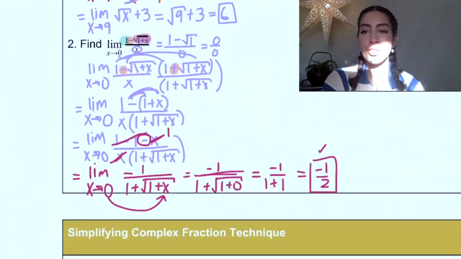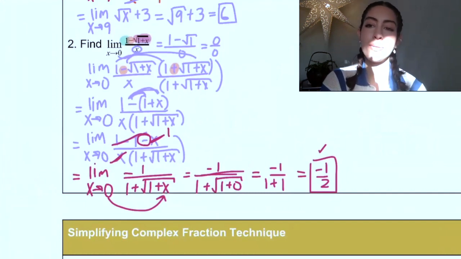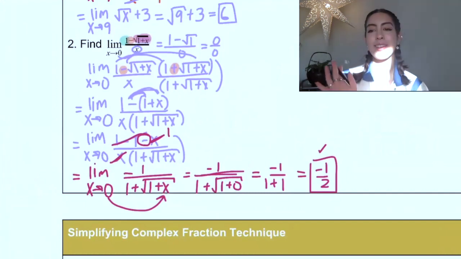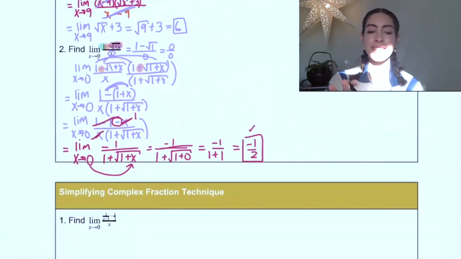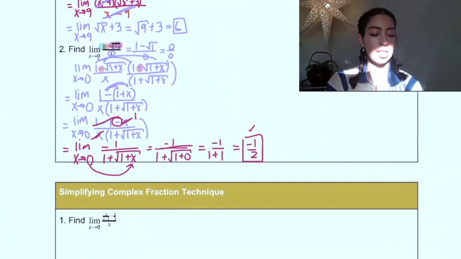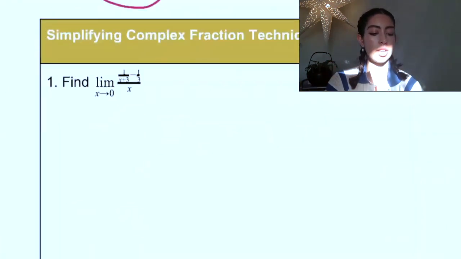Maybe not yay to the many steps it took to get there, but we love math, so it was a fun time. This next one may also take a few steps, so let's jump into that one.